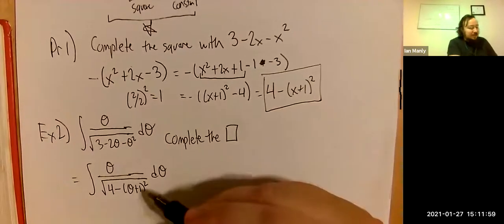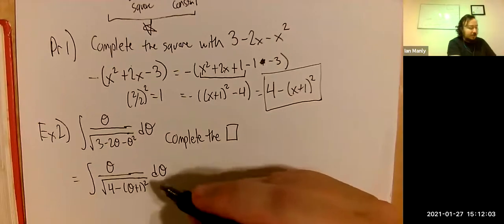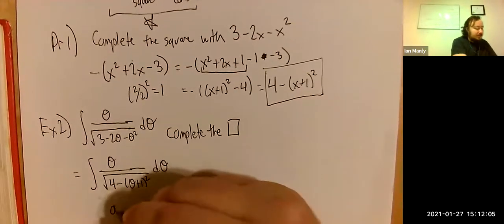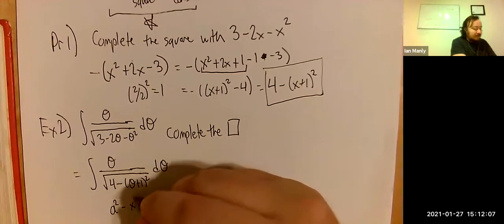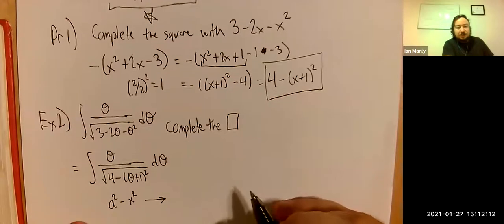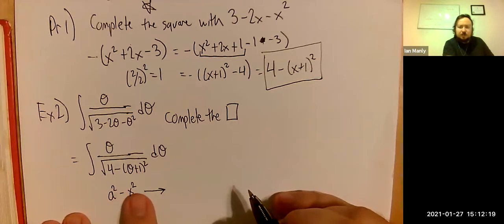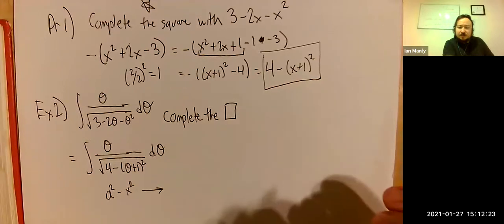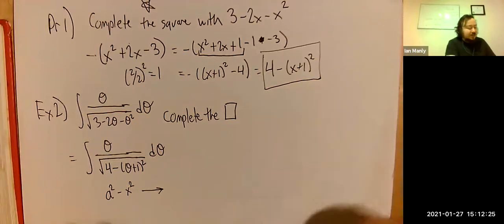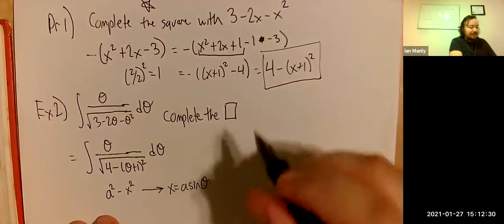All right. So now that we have it written like this, this is something where we could use completing the square. So this is of the form a squared minus x squared. Do you guys remember which trig function will work well with that? We have a number squared minus a variable squared. Which one did we use for that last time? That's right. We're going to use sine here. So our x is going to be a sine of theta.